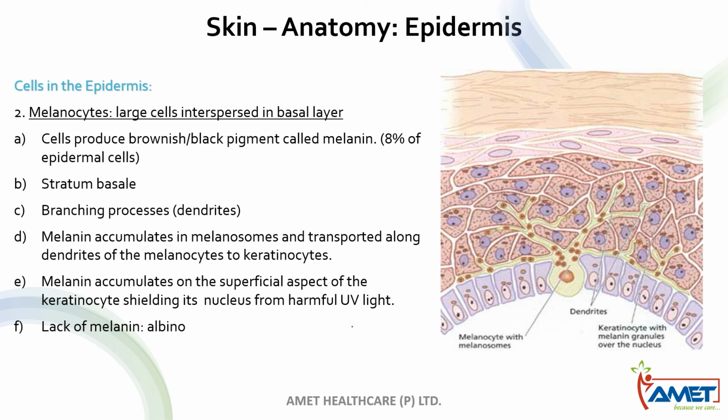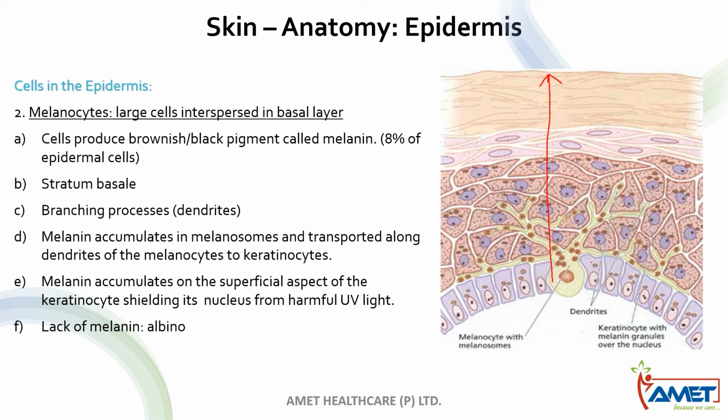The melanocytes are formed in the basal layer of the epidermis. Melanin gets accumulated in the melanosomes, and they get transported along the dendrites of the melanocytes to keratinocytes. This is the property of melanocytes, that they get accumulated on the superficial layer of the keratinocytes.